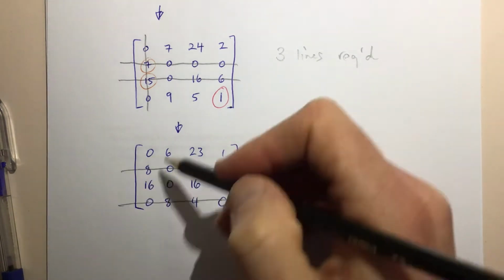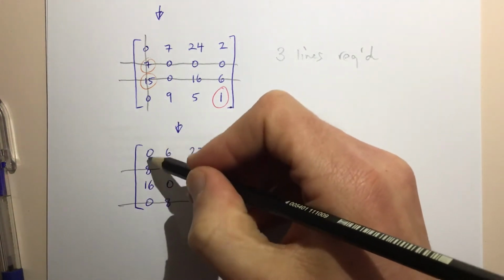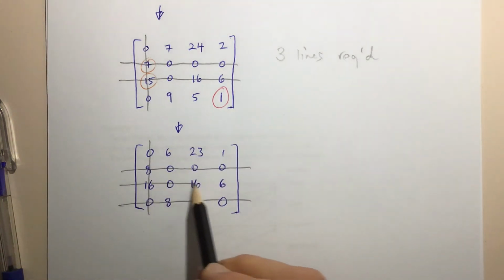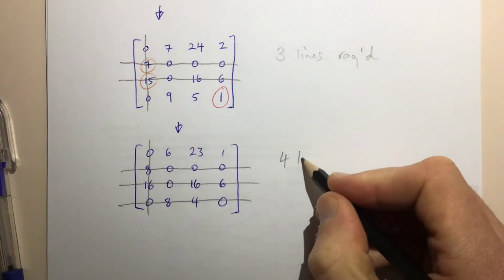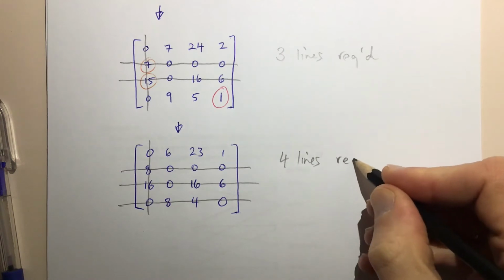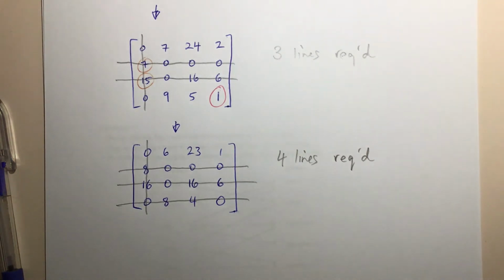And so that means no matter which way I go, across or down, I'm getting 4 lines required here, which is great, because that means we're finished. So the minimum required lines to cross those out was 4, which means we're done. What we then do is make our allocation.